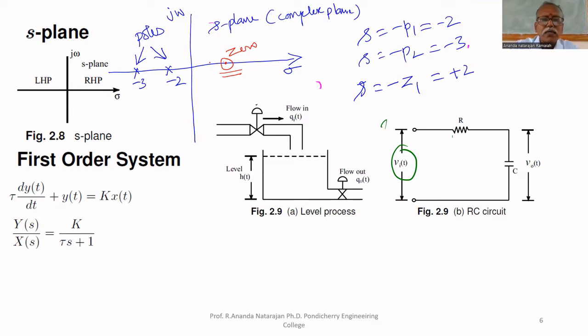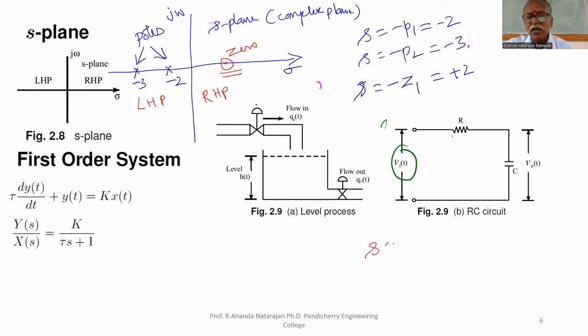So here the poles are in the left half plane, and this is the right half plane. There is a significance of the location of these poles and zeros that we will see later. But how to plot them like this? The complex plane, you can plot like this.